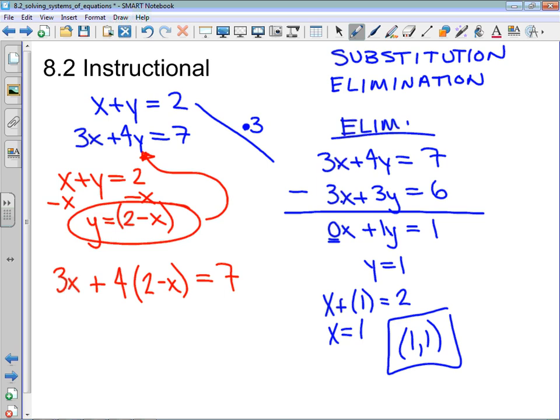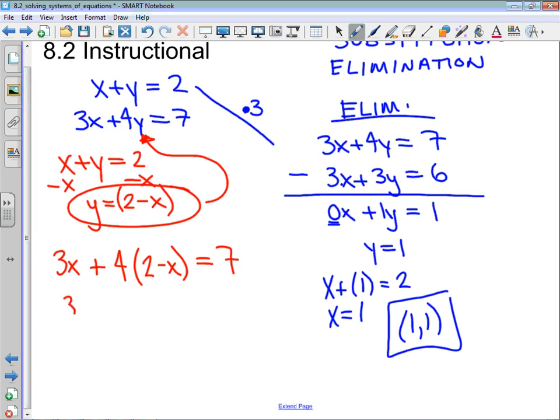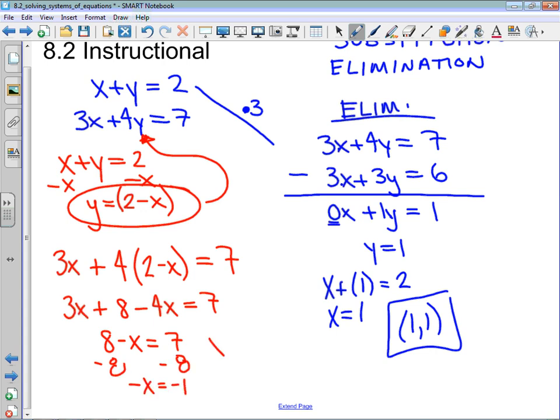And then I solve what I have. Well, this is 3x plus 4 times 2 is 8. 4 times negative x is negative 4x. I collect my like terms. I get 8 minus x is equal to 7. I subtract 8. I get that negative x is equal to negative 1. That means that x is equal to 1. Now, I'm not going to do what I just did again, but we would get that 1 comma 1 is a solution as well. Those are the two algebraic techniques that you're responsible for.